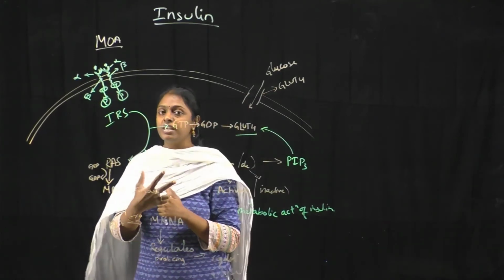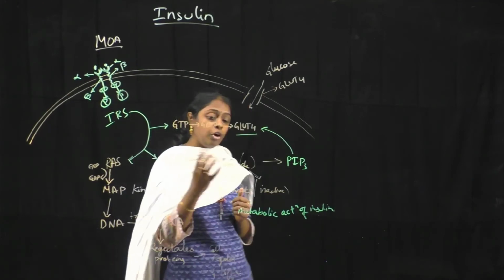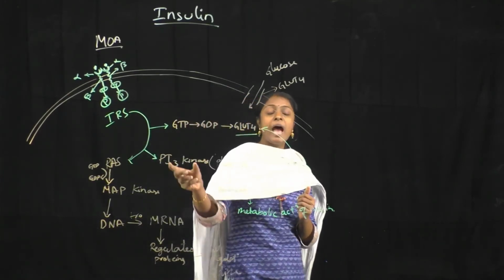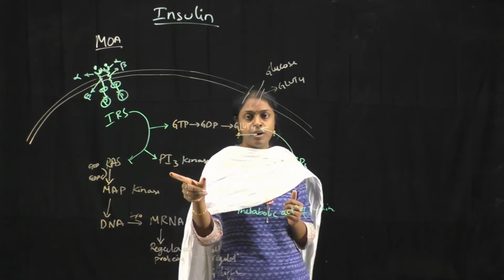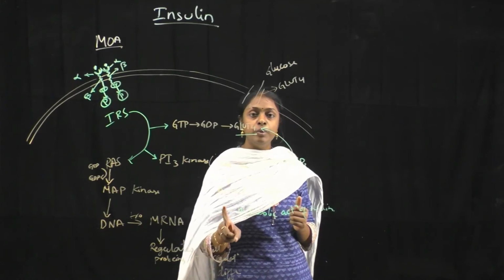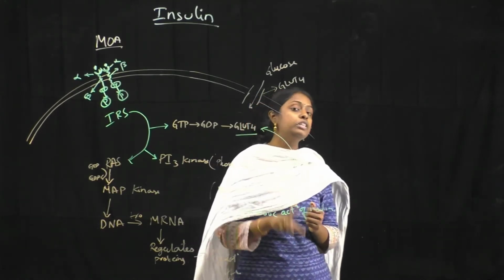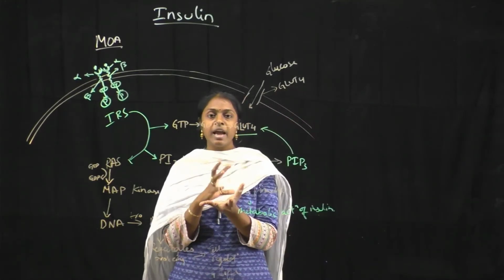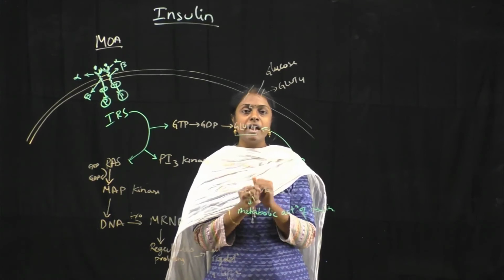And the next function is, it will activate this IP3 kinase. So what is the function of that? When it is phosphorylating, then you will have an activation effect. When it is dephosphorylated, then it will show an inactivated effect. So what is it activating and deactivating? It is activating the metabolic action of the insulin.